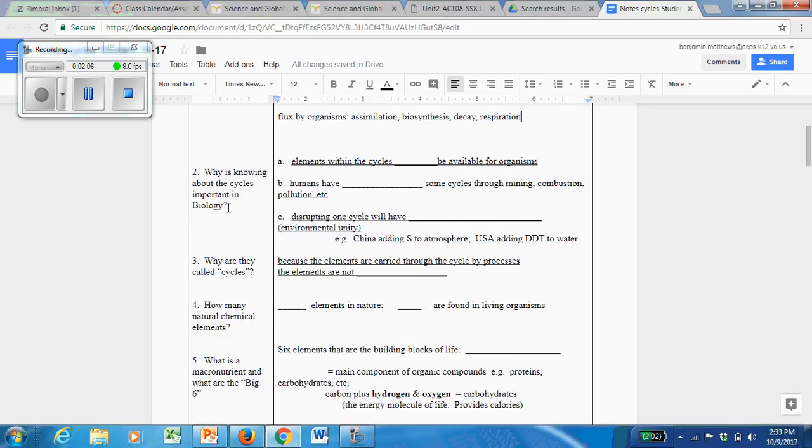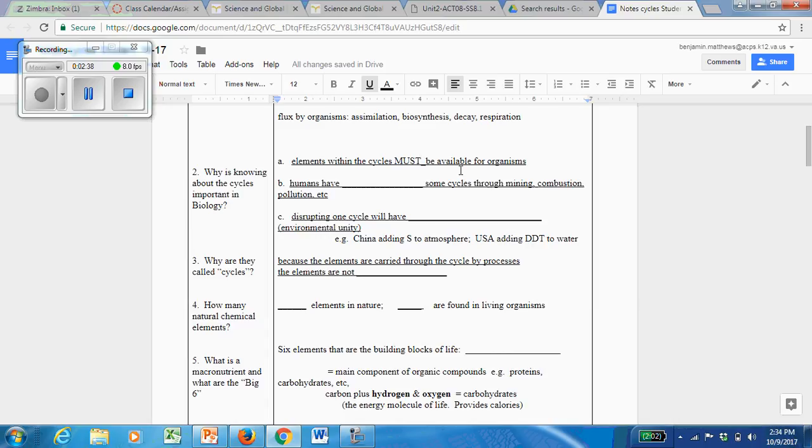So we look at our second question: why is knowing about cycles important to biology? Well, the elements within the cycles must be available for organisms. We're going to say must here. We have to have carbon, we have to have oxygen, we have to have those things available just for life to exist. So it's important that we note that when we talk about how carbon and oxygen and nitrogen and sulfur, they all get transferred from one reservoir to the next.